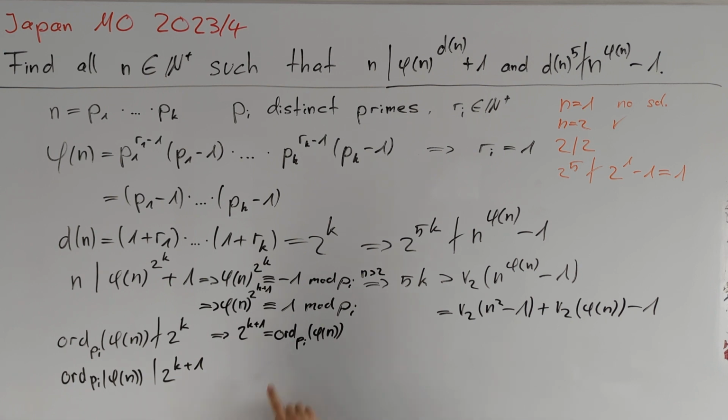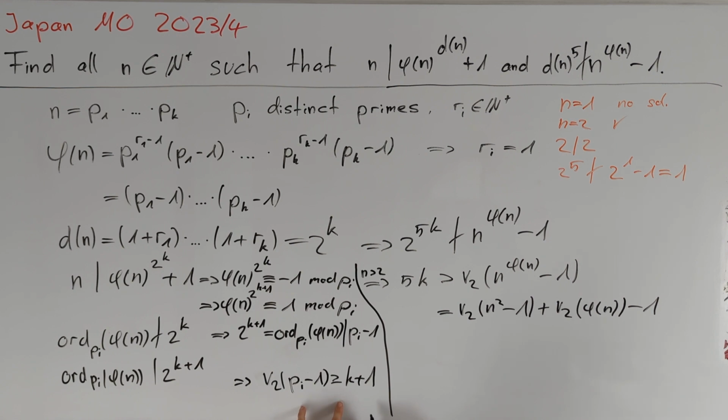Moreover, we know that the order of φ(n) modulo p_i divides p_i - 1, and therefore we know that 2^(k+1) divides p_i - 1, or ν2(p_i - 1) is greater than or equal to k + 1.